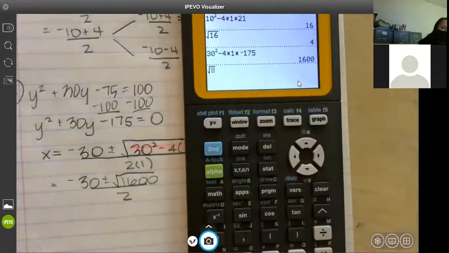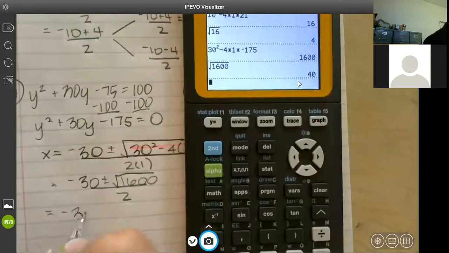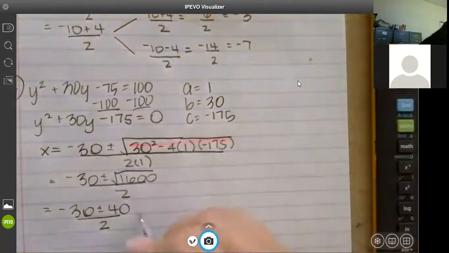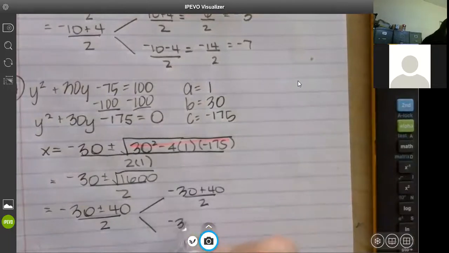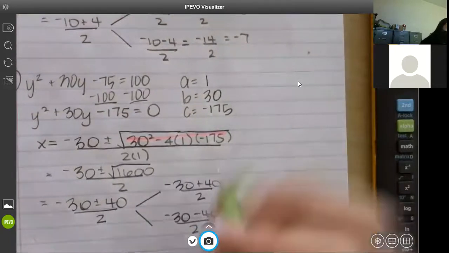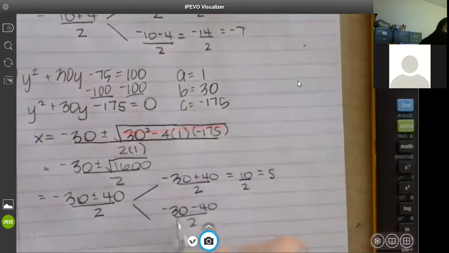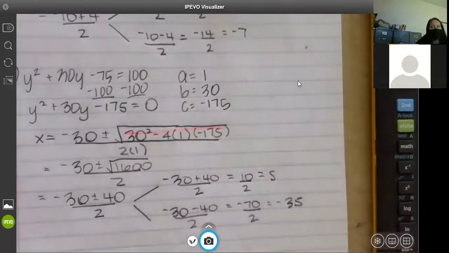We're going to try the square root of 1600, and it did work, so this is not so bad. And then remember, when I get whole numbers, I'm going to split it up. Negative 30 plus 40 over 2, and negative 30 minus 40 over 2. Negative 30 plus 40 is 10, divided by 2 is 5. Negative 30 minus 40 is negative 70, divided by 2 is negative 35. So even if you have bigger numbers, it's working just fine. So 14 is going to be S.